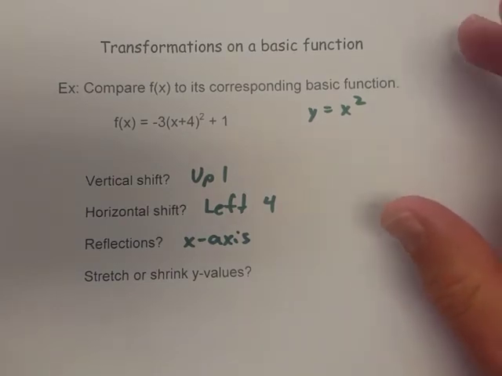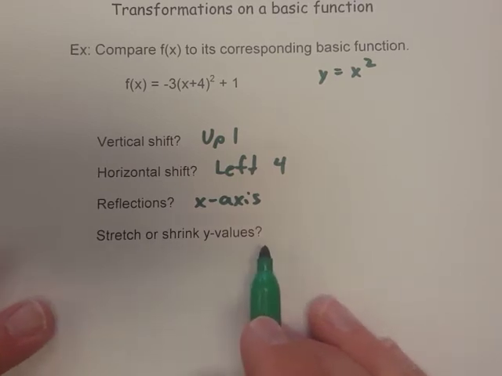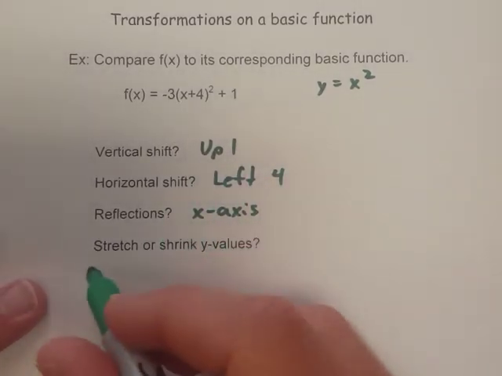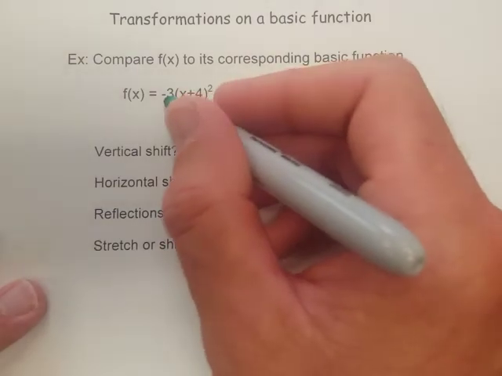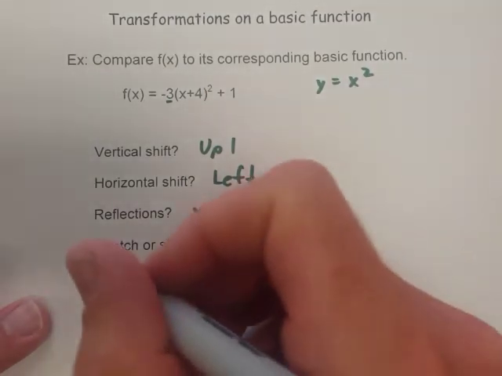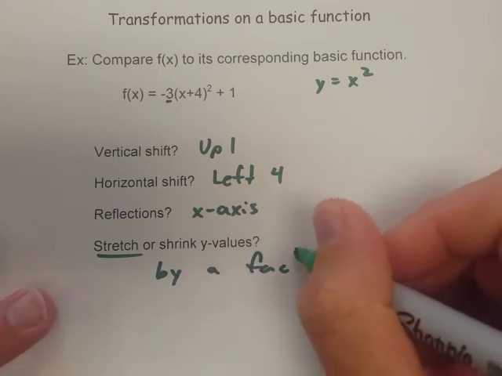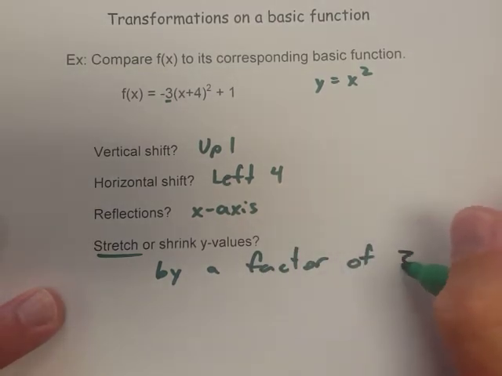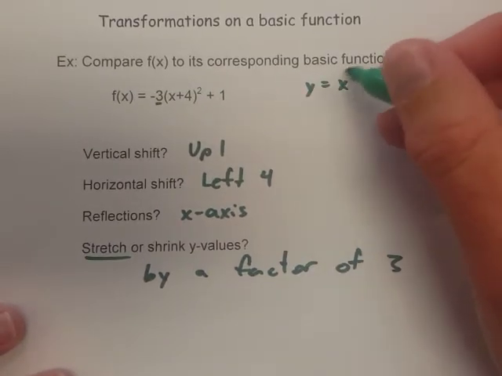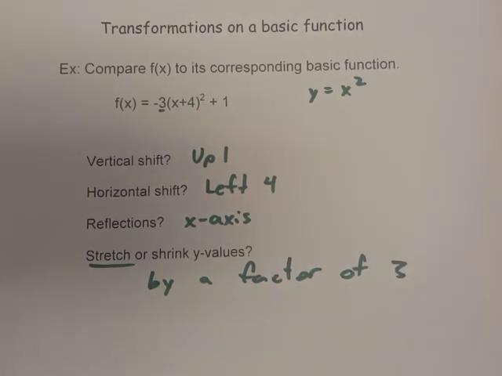The last part of this, at least for this basic one, is the stretch or shrink of y values. We're going to get to horizontal stretch and shrink later on in a coming chapter, but for now, the stretch or shrink of the y values has to do with the number out here. We're going to ignore the negative. That 3 means that it is a stretch by a factor of 3. So it's 3 times as tall as it would have been from the original one. In terms of each x value, it's stretched out 3 times what it would have been normally.